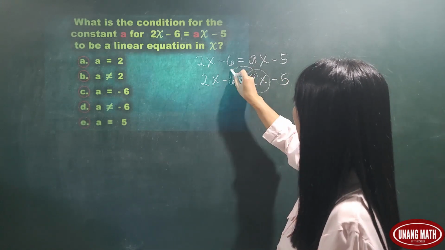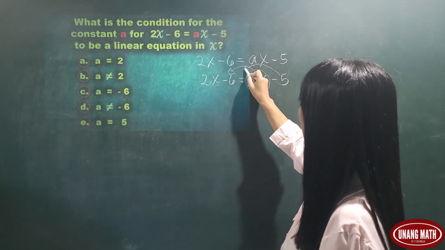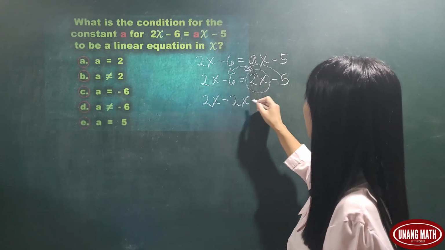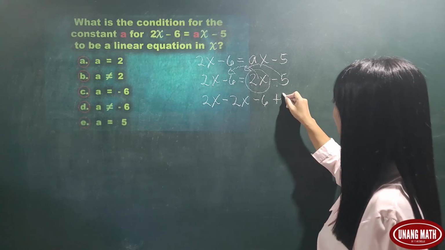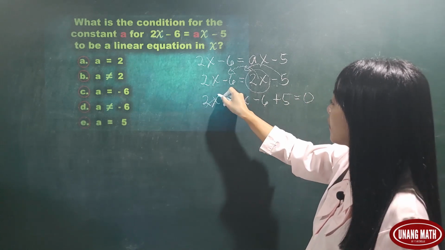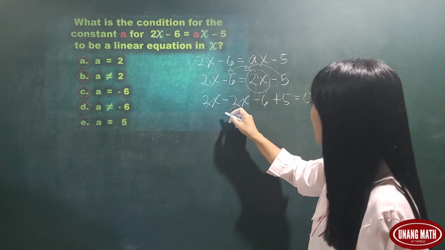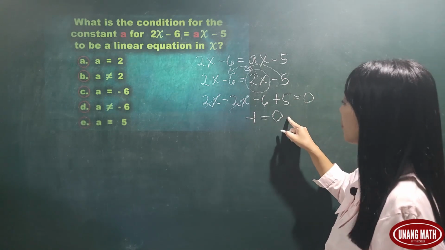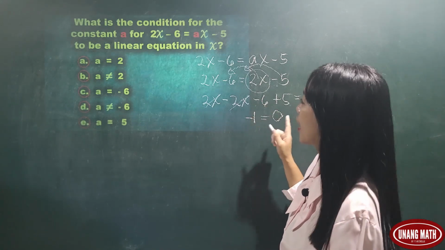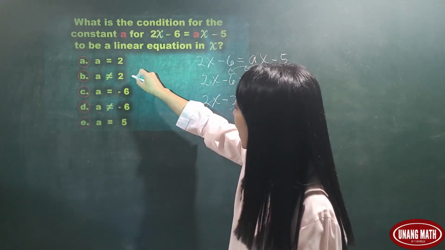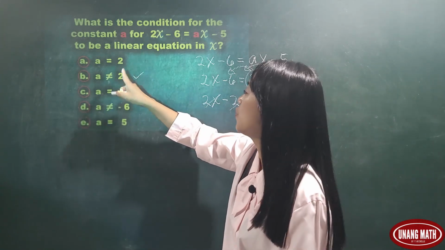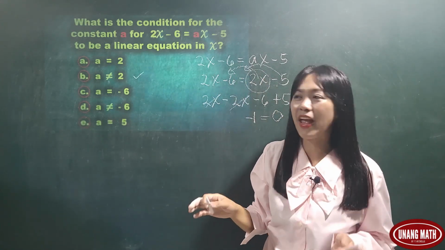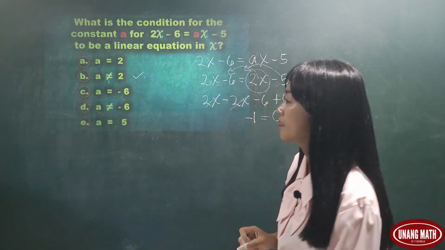Transpose positive 2x to the left side of the equation, and negative 5 to the left side of the equation. So 2x minus 2x minus 6, this is negative 5, so plus 5 equals 0. 2x minus 2x is 0. So we just have negative 6 plus 5, negative 1. Negative 1 is equal to 0. This is not a linear equation. So that means a must not be equal to 2. Because if it's equal to 2, then this is not a linear equation anymore. So the answer is B.